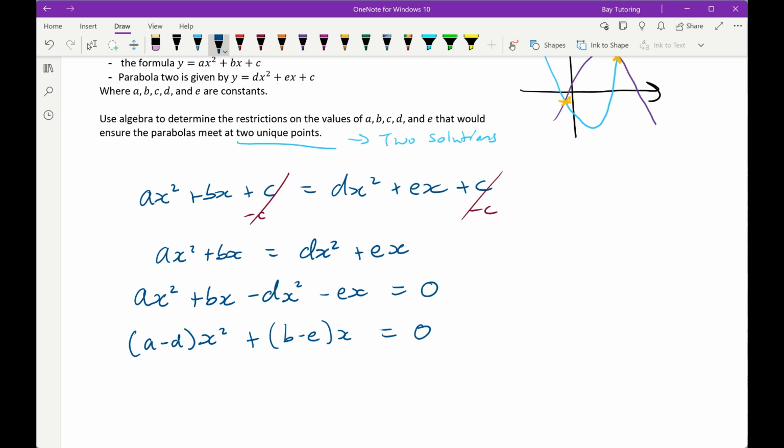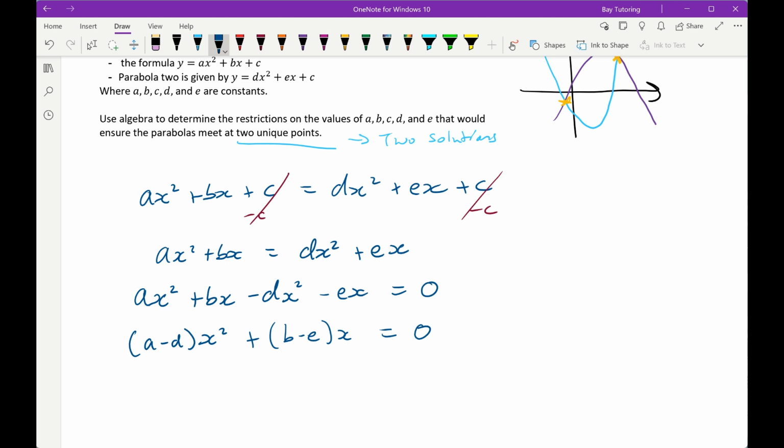Okay, so you might be thinking, well, how is this helpful? We can't find an answer because we don't know what a or d or b or e are. But that's not exactly what the question is asking. It's asking to find a restriction on x. So our answer is going to be in terms of a and d and b and e. They're all still going to be in our answer.